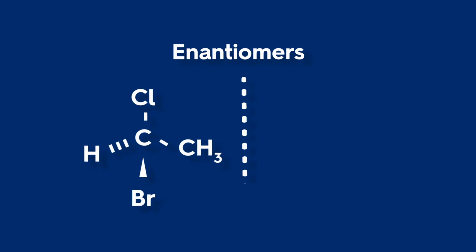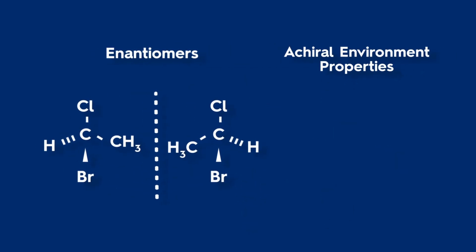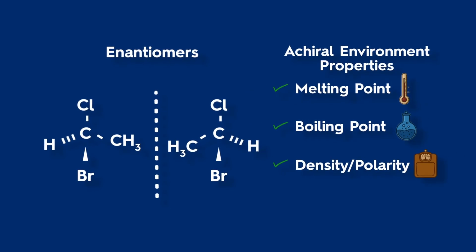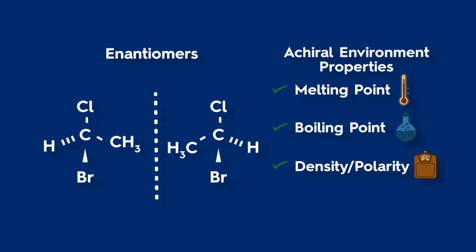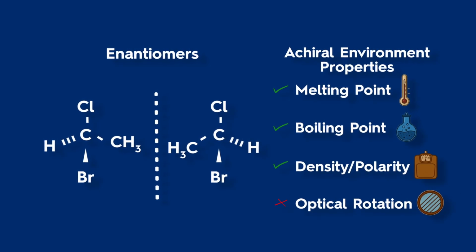Enantiomers are non-identical mirror image molecules. In an ordinary achiral environment, they share the same melting point, boiling point, density, and polarity. However, they differ in one standout property: the way they rotate plane-polarized light.